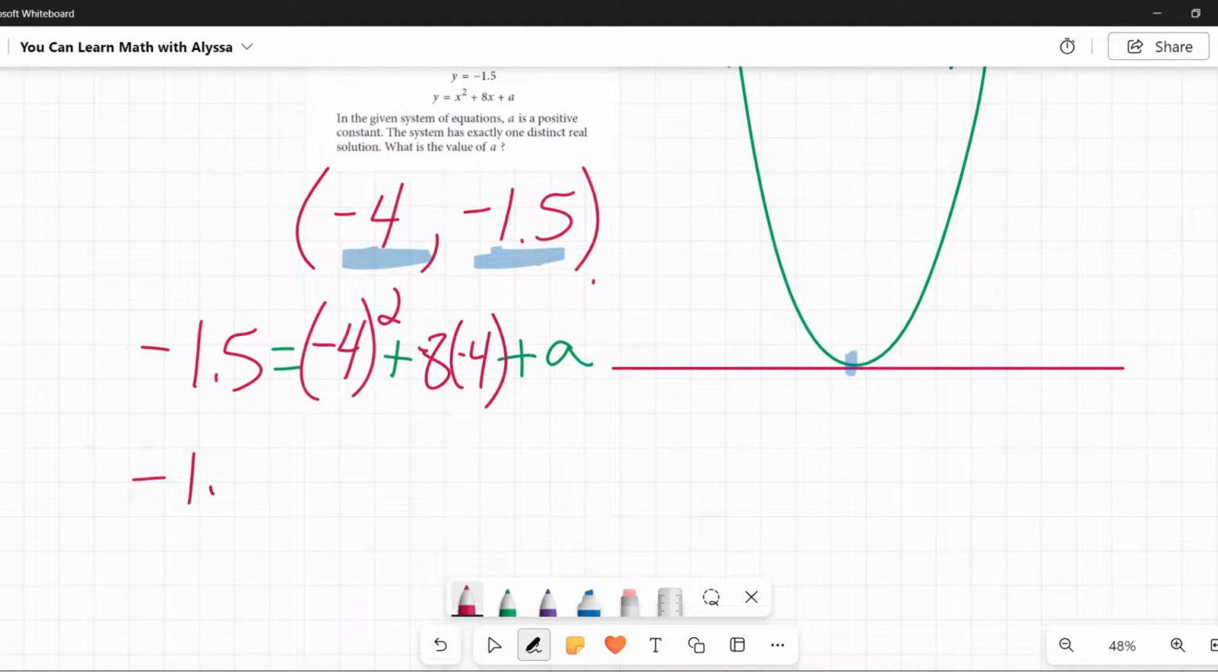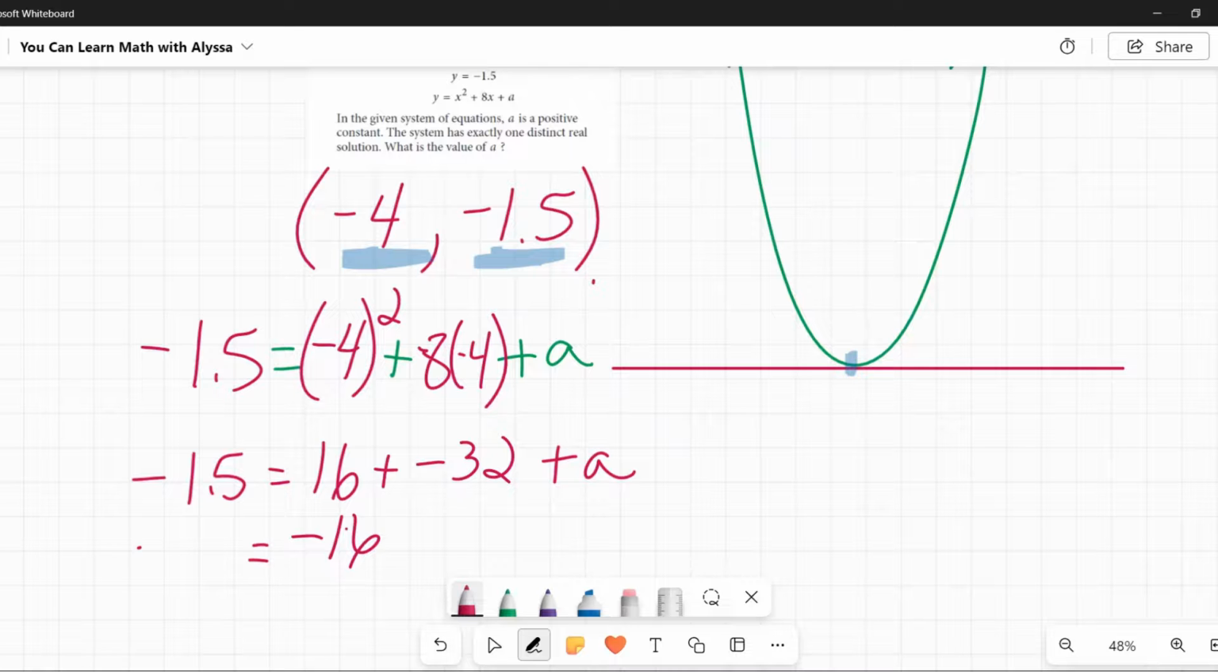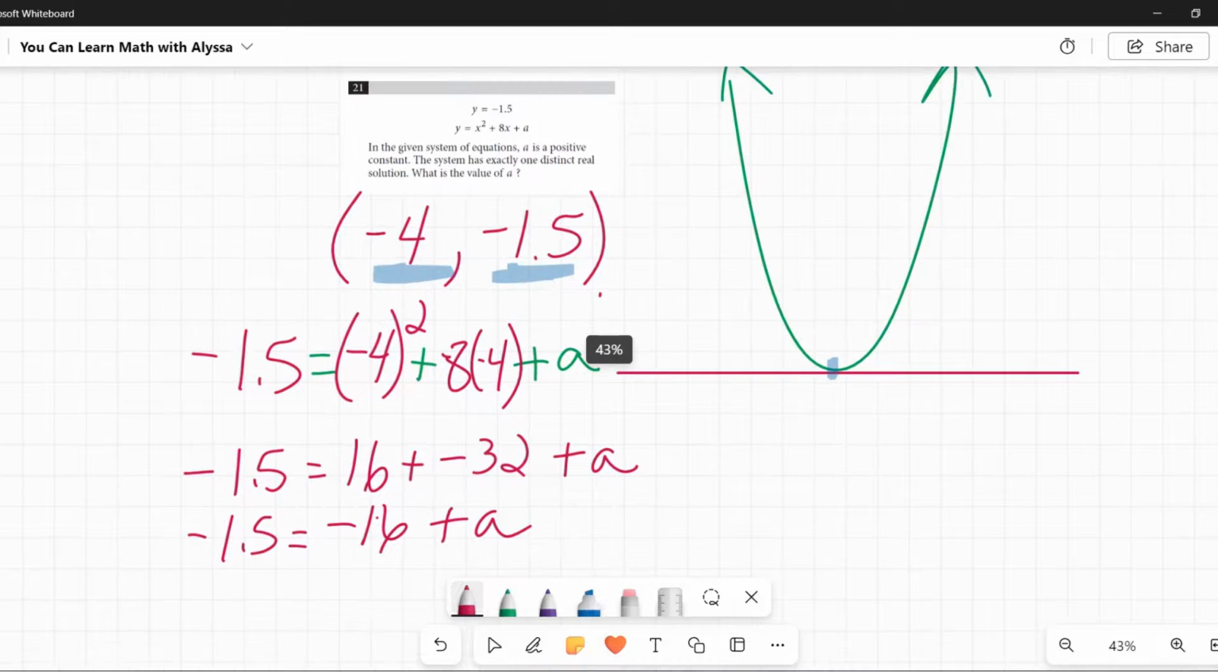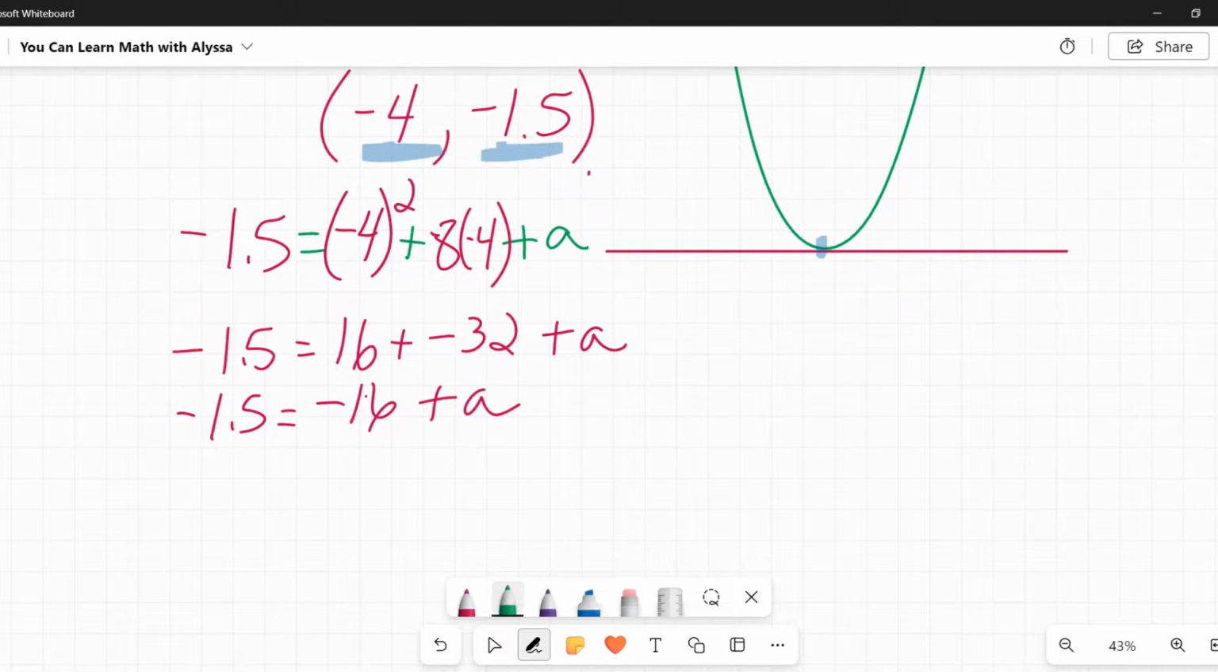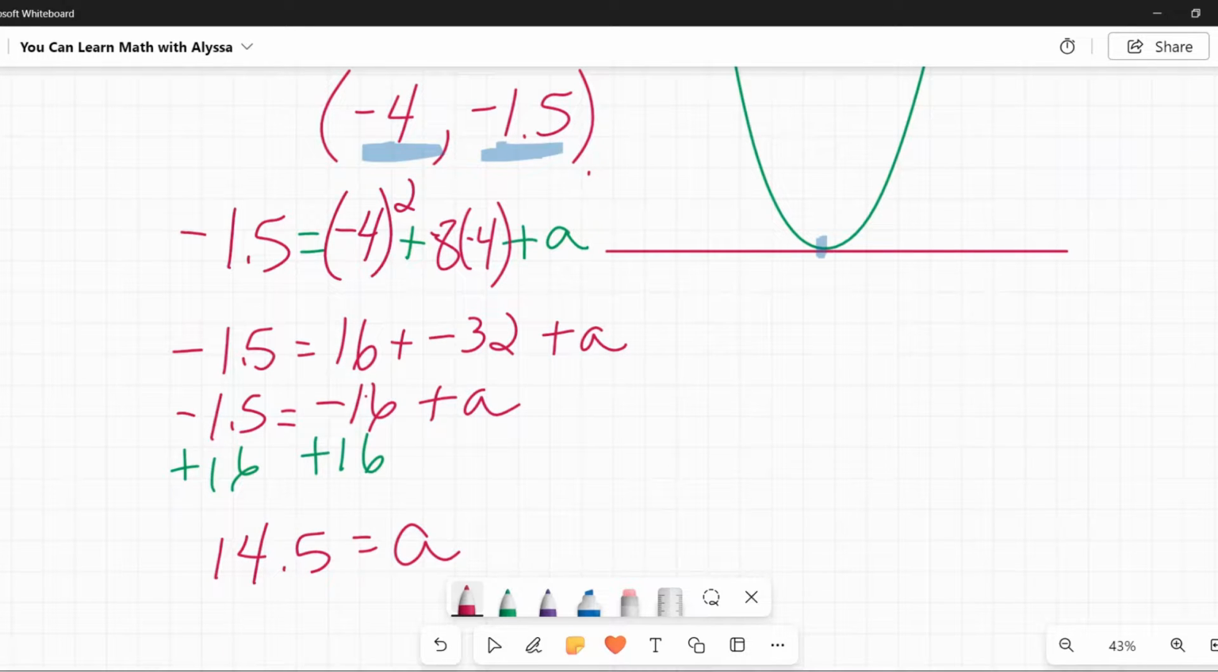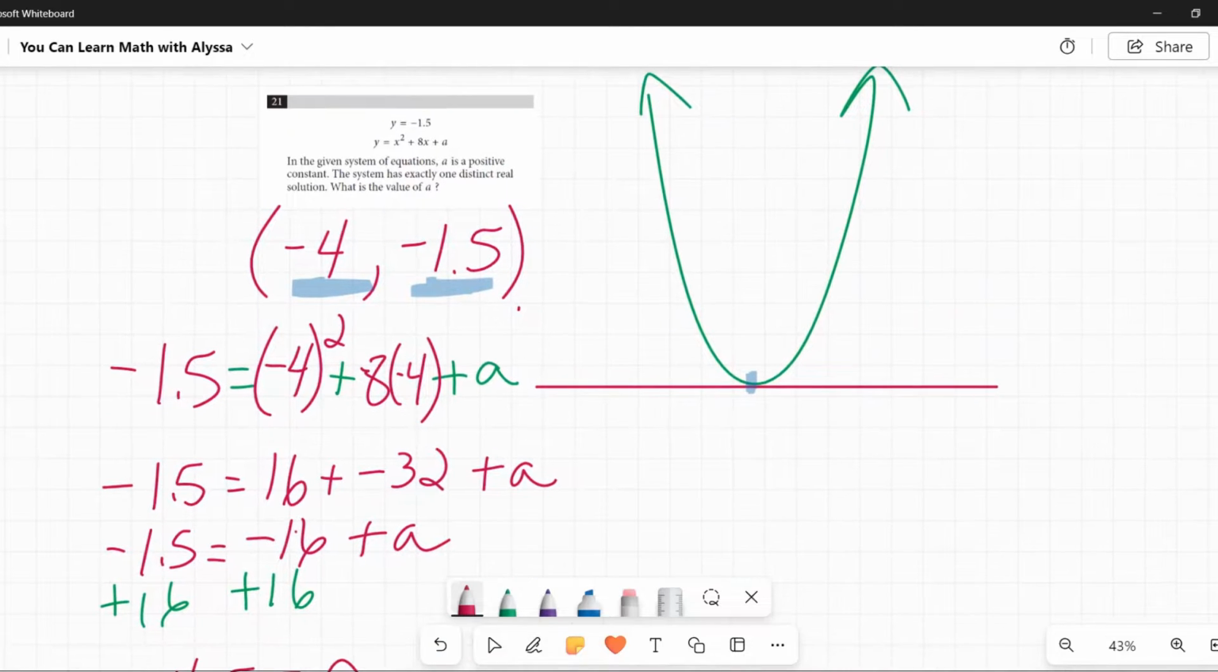Okay, so now I have negative 1.5 equals negative 4 squared is 16. 8 times negative 4 is negative 32 plus a. 16 plus negative 32 is negative 16. So I have negative 1.5 equals negative 16 plus a. To get rid of that negative 16, I'm going to add 16 to both sides. So on the left, I have 14.5 and a is on the right. So 14.5 is my a.